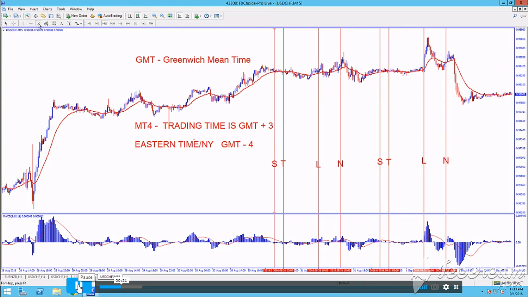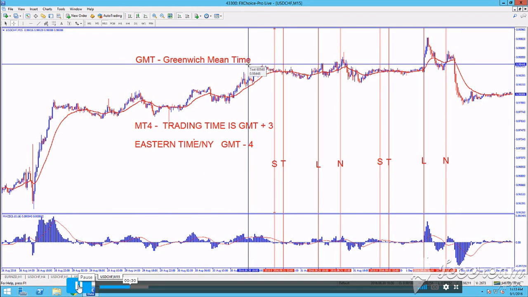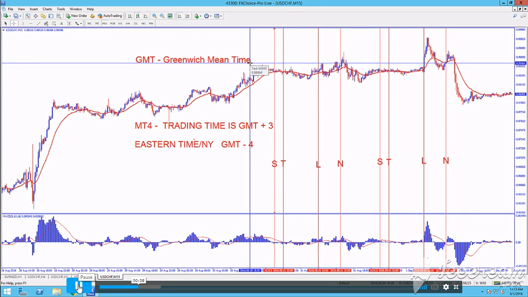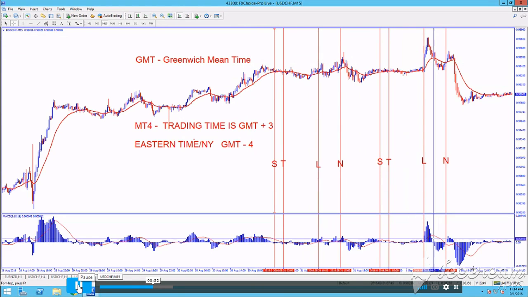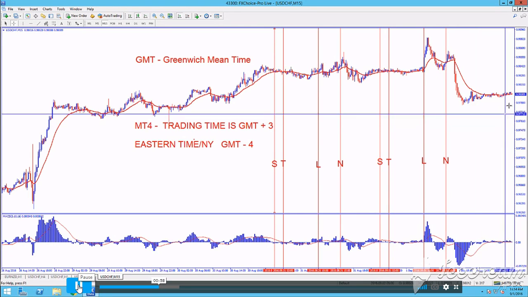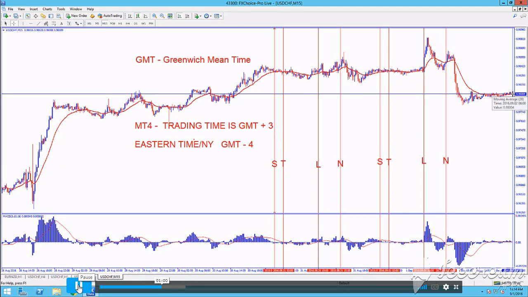Now, when setting up your charts, the market is based around Greenwich Mean Time. Okay, everything's based around Greenwich Mean Time. Every broker, depending on their time zone, will have their trading time. For instance, FXCM or FX Choice, it's GMT plus 3, which means if it's GMT minus 4, that would give you New York time. So, New York time right here is Greenwich Mean Time minus 4. The chart is GMT plus 3.